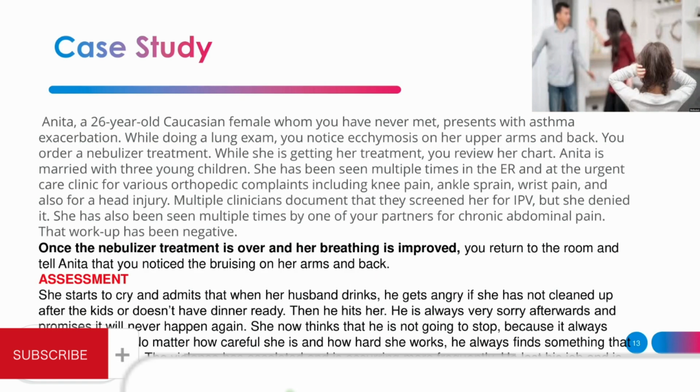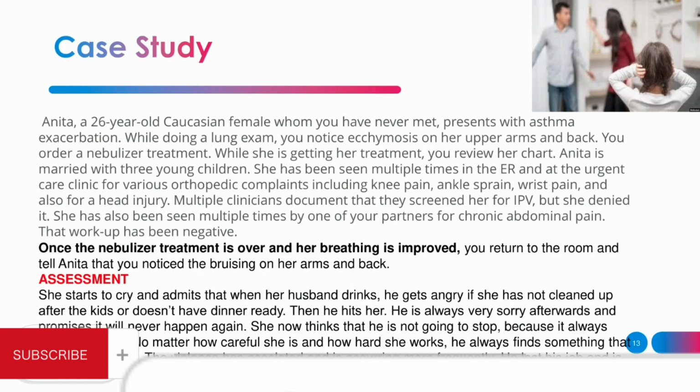Once the nebulizer treatment is over and her breathing is improved, you return to the room and tell Anita that you noticed the bruising on her arms and back. Assessment: she starts to cry and admits that when her husband drinks, he gets angry if she has not cleaned up after the kids or doesn't have dinner ready. Then he hits her. He is always very sorry afterwards and promises it will never happen again.